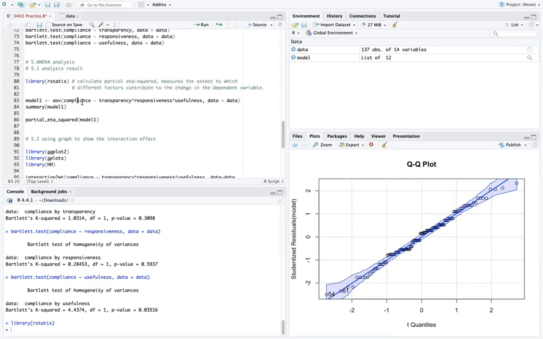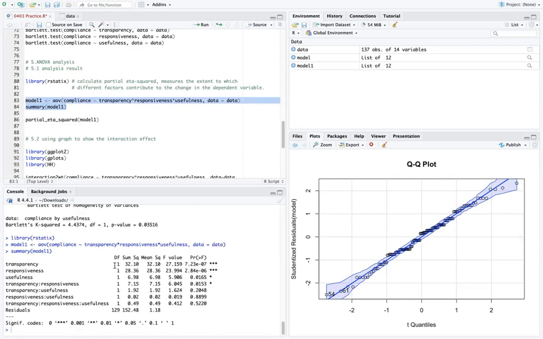Compliance is the dependent variable, and here the independent variables are transparency, responsiveness, and usefulness. These asterisks mean that we want to test the main effects and the interaction effects of these key independent variables, and here we identify the data. So we run this command, and here we show the impact of transparency, responsiveness, usefulness, and their interaction effects. And also we use partial eta squared.